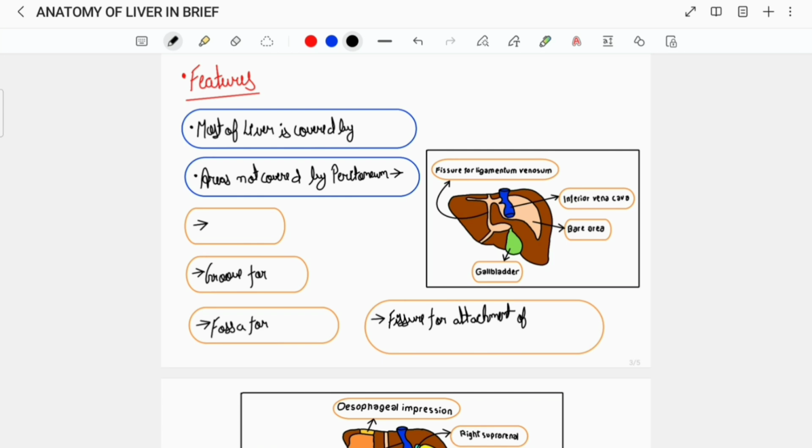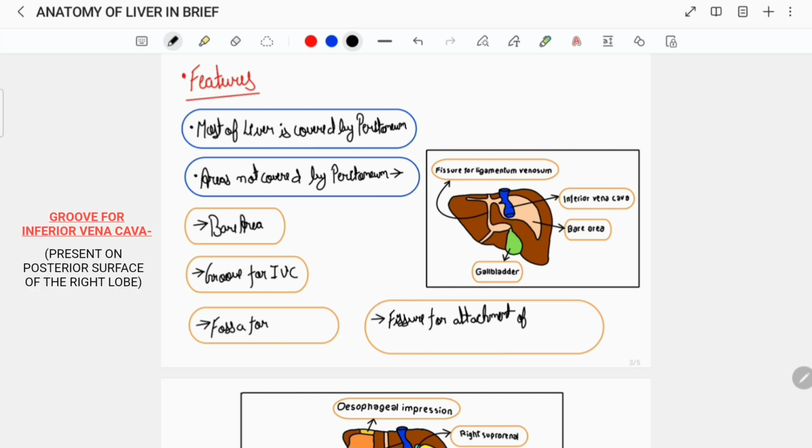Just a few points on some features of the liver. Most of the liver is covered by the peritoneum. Areas not covered by the peritoneum include the bare area. The bare area is present on the posterior surface of the right lobe. Next area which is not covered by peritoneum is the groove for the inferior vena cava. The groove for the inferior vena cava is also present on the posterior surface of the right lobe.